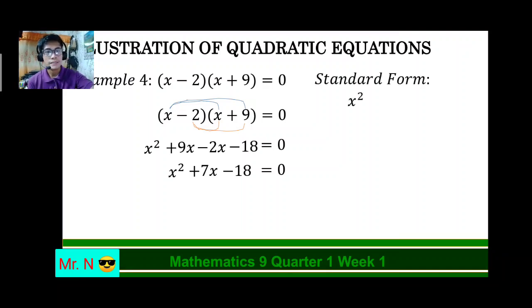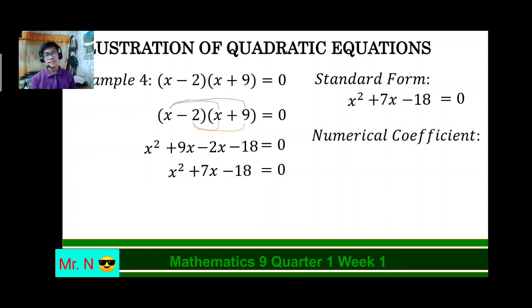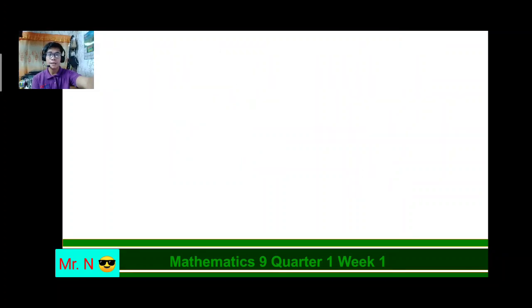The quadratic term, the linear term, and the constant term is equals to 0. Let's find the numerical coefficients, the values of a, b, and c. So a can be found in the quadratic term, which is 1. Kapag wala kayo nakita beside the variable, meaning to say, ang coefficient niya o numerical coefficient niya ay 1. And then b can be found in the linear term, which is 7. And then the constant term, negative 18. Okay? Let's proceed to example number 5.